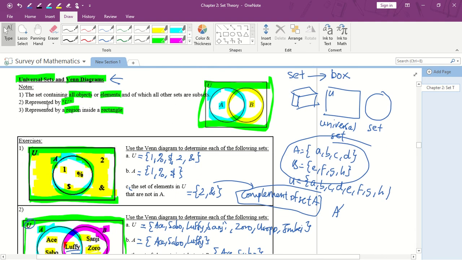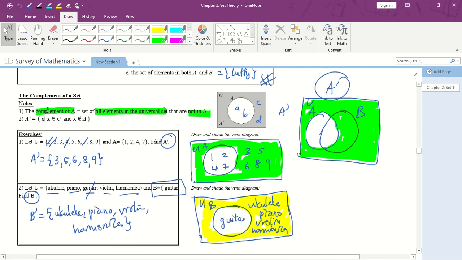And for this one, universal set and Venn diagram. This is called a Venn diagram. The universal set is the region that all elements are inside. It's represented by U in a rectangle, and the other sets are always represented by circles. Complement of a set means that if I say A prime, it means the region that is not in A, but is still within the universal set.